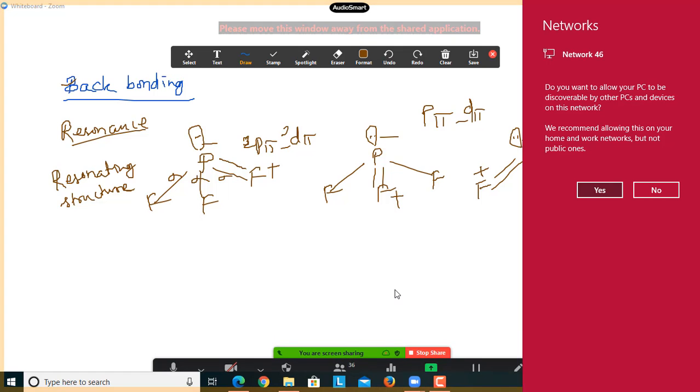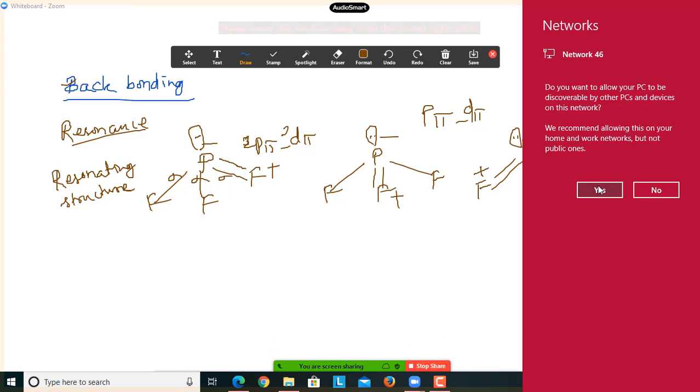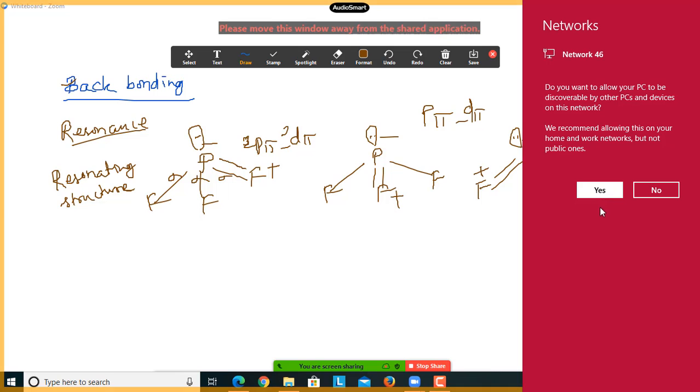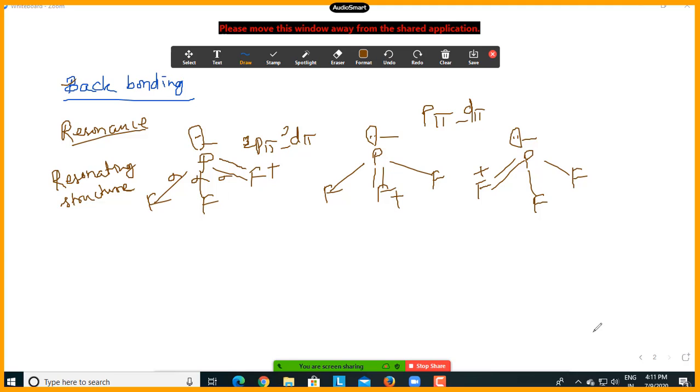Yes, yes. Now is it audible? Okay. So now see, this is back bonding and these are resonance structures. And what will be the resonance hybrid?